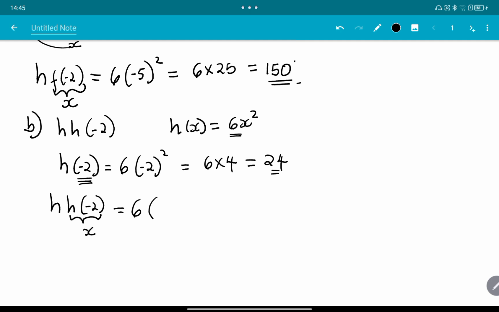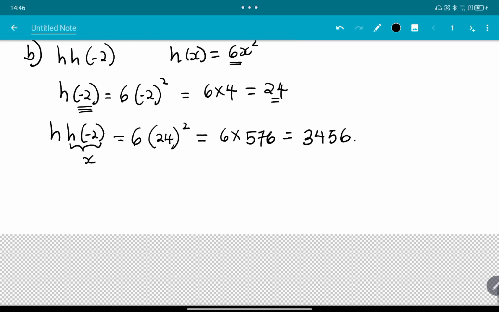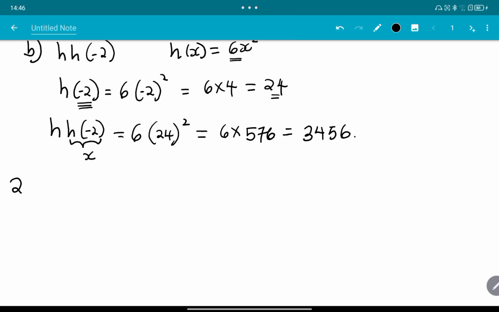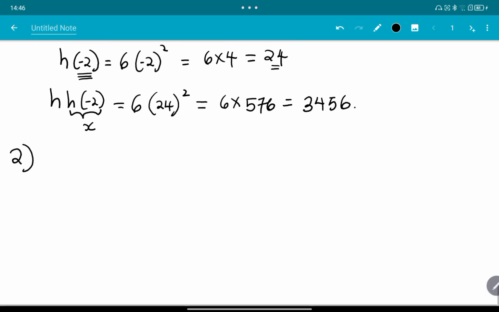So you take 6 into 24 squared, which is 6 times 576, and we multiply it by 6, we get 3456. Okay, so that is one example of how to deal with composite functions, that is, when you are given a definite value you need to get. I can maybe have a second example which has a little bit of difference.